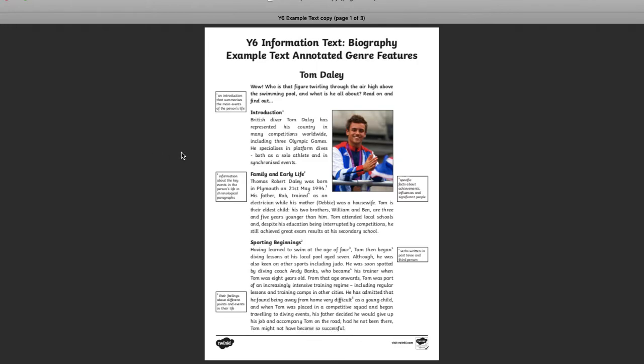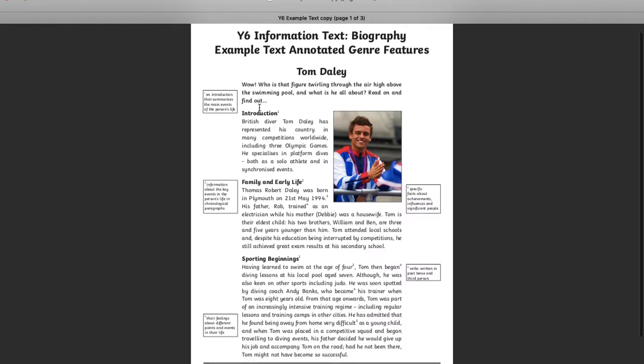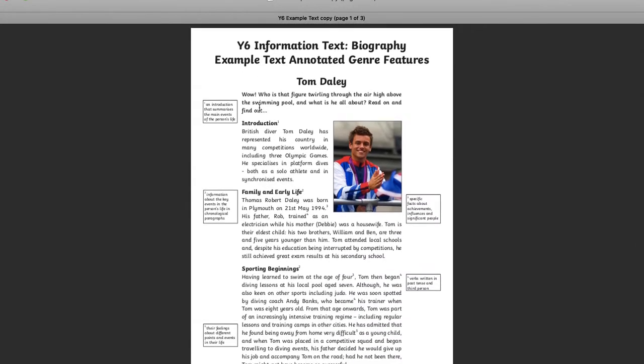Hi there, everybody. It's another week, and we are starting a new topic on biographies. This text is even for children a year higher than us in Year 6, but because we are so good at English and we've done very well so far, we're going to tackle this topic. Our learning objective today is to identify the features of a biography.